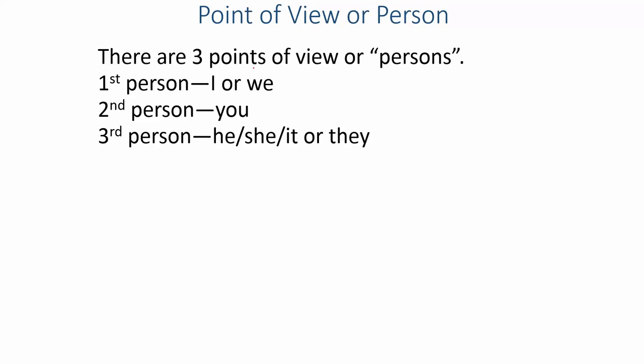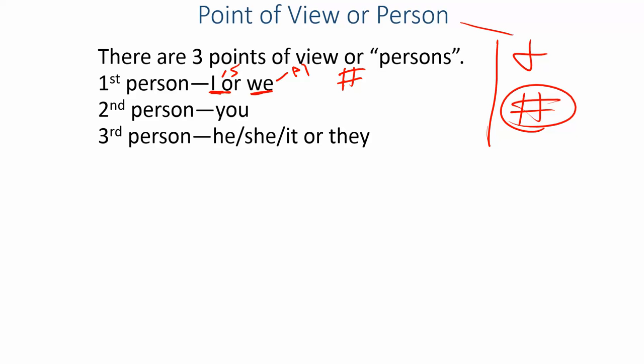In first person point of view, the speaker is referring to themselves. So we see "I" as a singular, or them and somebody else, as a plural, we see "we." Now I've brought in number as well, the singular versus plural. So really, we're talking both about person and about number.